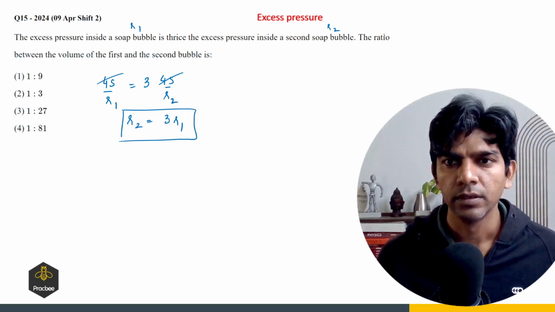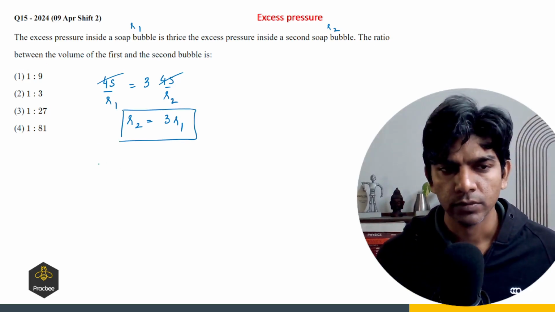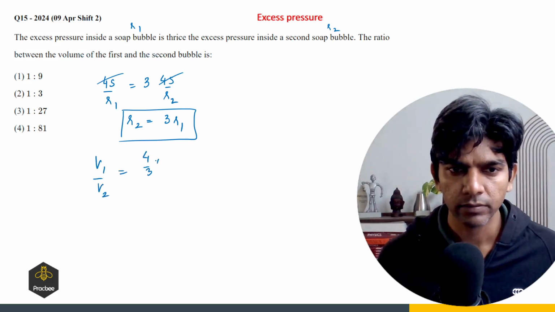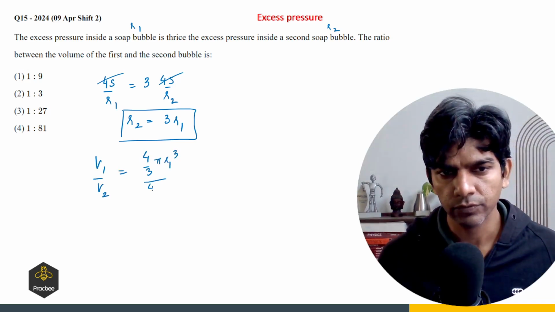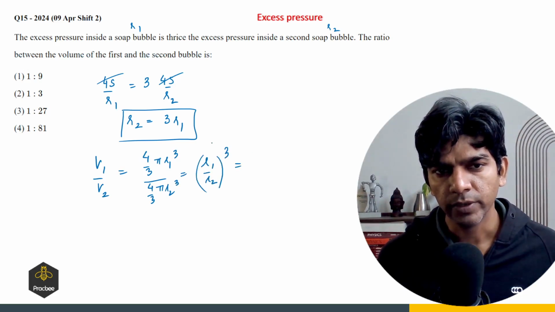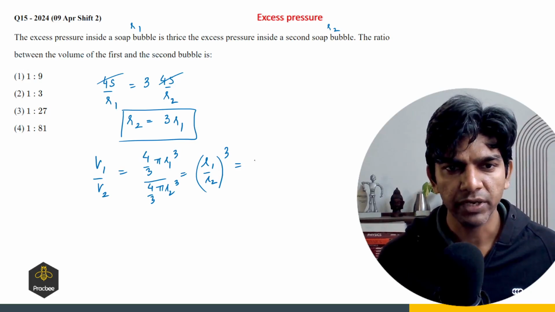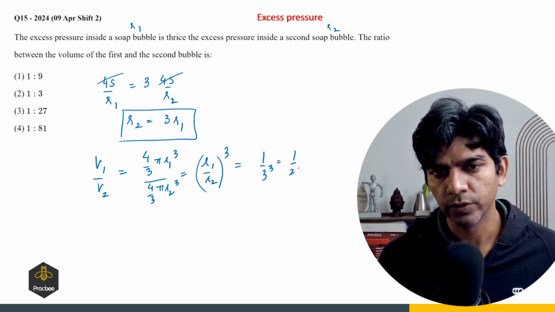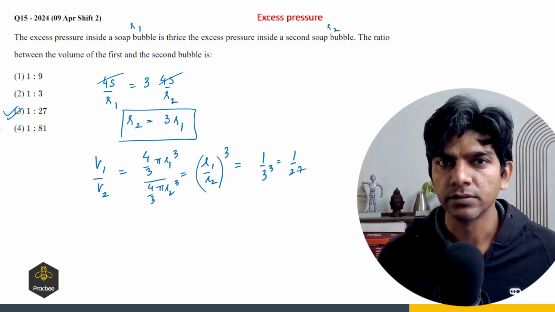We have this relation. We have to find the ratio of the volume. So V1 by V2 will be equal to 4 by 3 pi R1 cube by 4 by 3 pi R2 cube. So that will be R1 by R2 whole cube, and R1 by R2 is 1 by 3. So 1 by 3 cube. So that will be 1 by 27. So option 3 is the right answer.